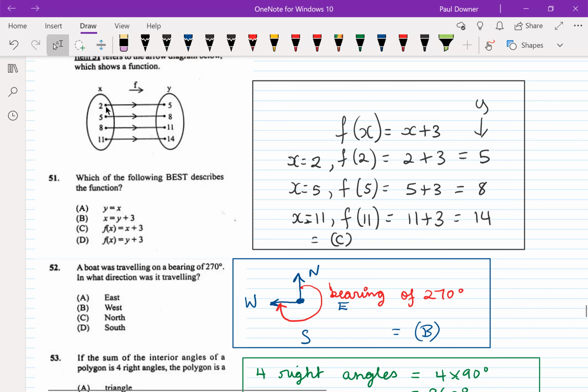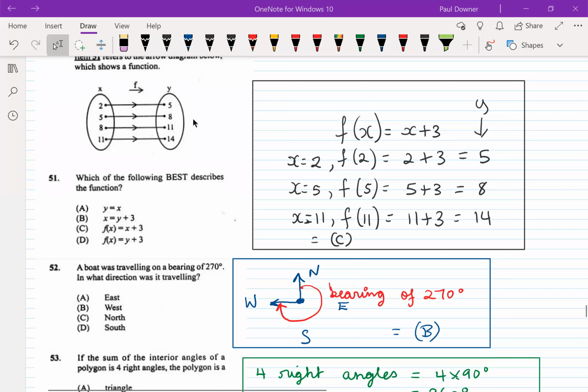Let's try 2, right? If we use this, f of x is x plus 3. If we start with 2 as x, then f of x will be f of 2. And that means that where x is, we're going to put 2. And let's see what happens. 2 plus 3 is 5. Is it mapping onto 5? Yes, 2 has mapped onto 5, so it worked there. Let's try 5 now for x.